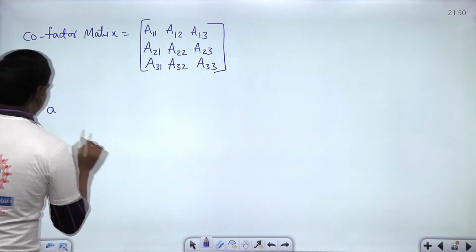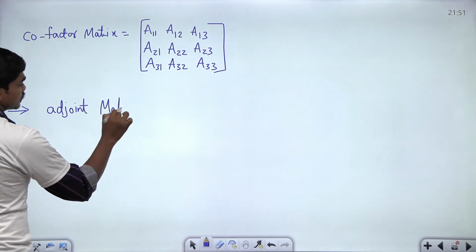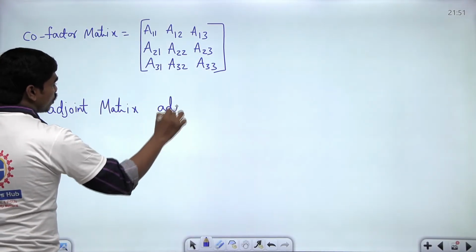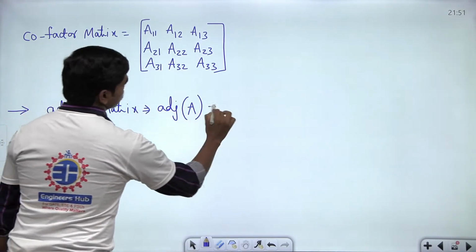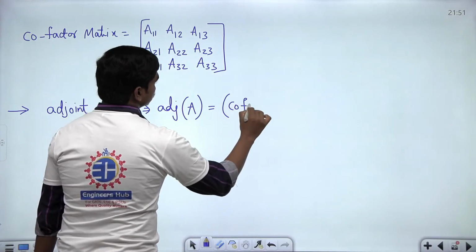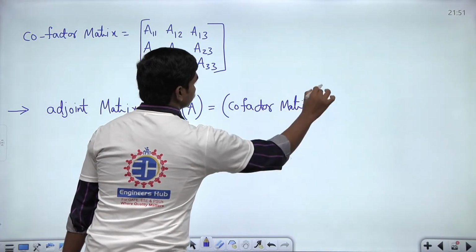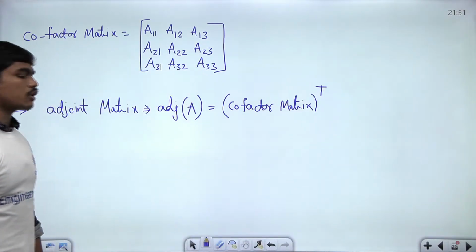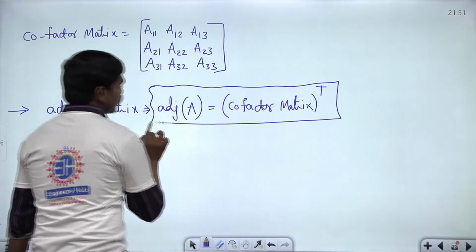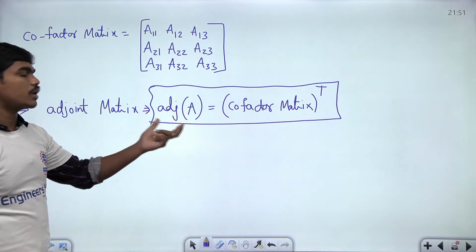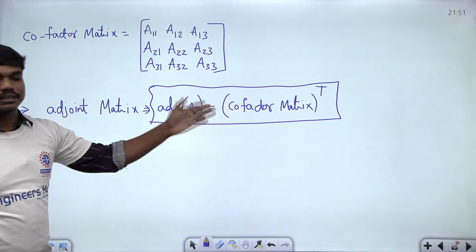Right? Adjoint matrix. This is denoted by adjoint of A. This is how we denote an adjoint matrix: the cofactor matrix when transposed. So the transpose of the cofactor matrix is nothing but the adjoint matrix. This is very important because this is what we finally calculate for calculating the inverse of any given matrix when needed.